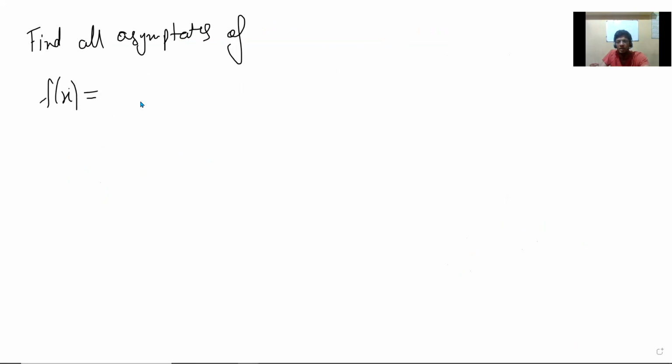Okay. Find all asymptotes of the function f(x) equals (2x square plus 3x plus 1) by x. So try to find all the asymptotes.